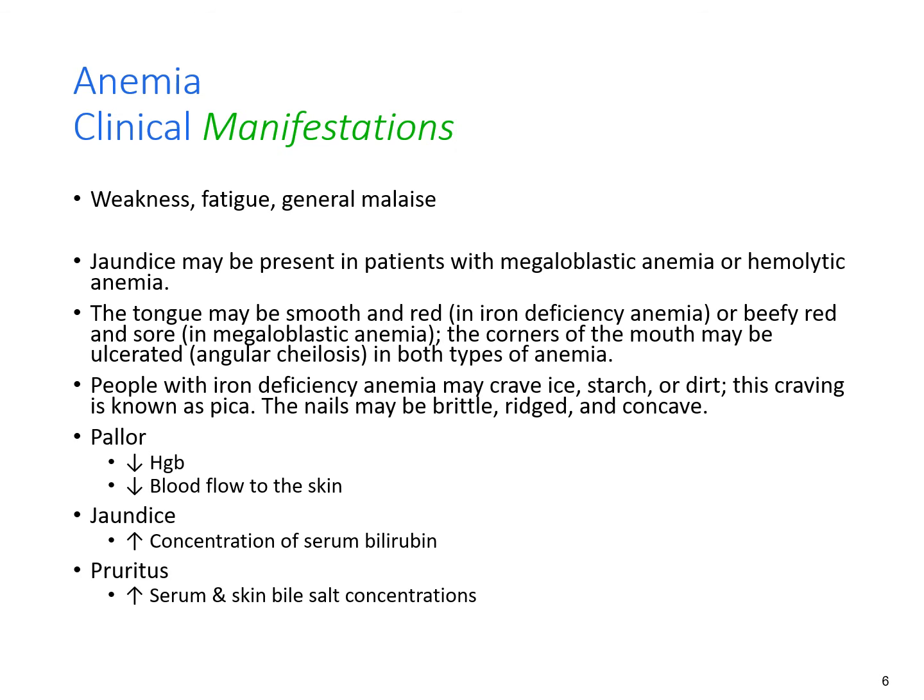The patients may be pale, primarily because of the decreased levels of hemoglobin and decreased blood flow to the skin. Jaundice, increased concentration of serum bilirubin. And remember, we tied jaundice with megaloblastic and hemolytic anemia. Pruritus, increased serum and skin bile salt concentrations, and that would be tying pruritus specifically with the megaloblastic types of anemias there. But these are just some clinical manifestations that you may be seeing in your patient. I would also tie pruritus with hemolytic anemia, because if your blood cells are getting lysed, that's something that you may potentially see in those patients as well.